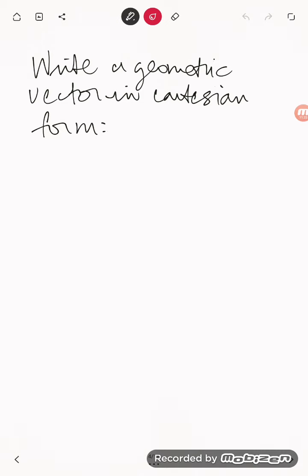All right, last thing I want to go over here is writing a geometric vector in Cartesian form. And so I'm going to just do the example from your textbook, example 3 on page 365, where you're asked to write a force of 200 newtons at 20 degrees to the horizontal in Cartesian form.